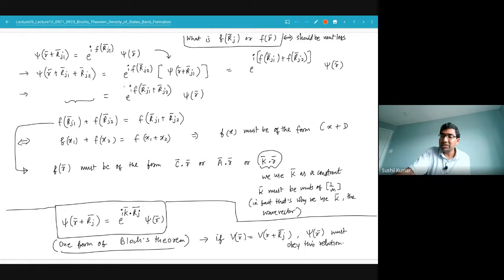One way is this, because you can assume that this is some other direct lattice vector. So you just write f, because this was our assumed form, f of that sum of two lattice vectors. And the other way could be that we write it as psi of r plus rj1 times e to the i f of rj2.